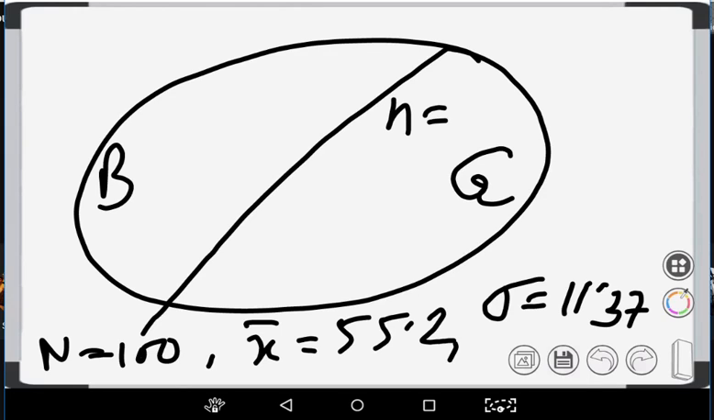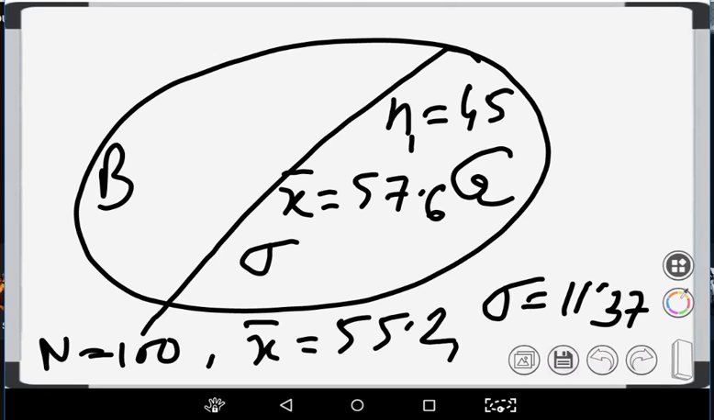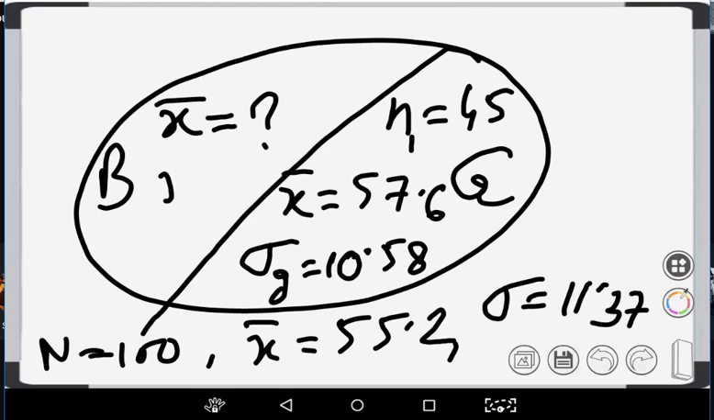There are 45 girls, and their average marks is 57.6 and their standard deviation is 10.58. So you have to find out the average marks of the boys and their standard deviation. This is what you have to find out. Okay?